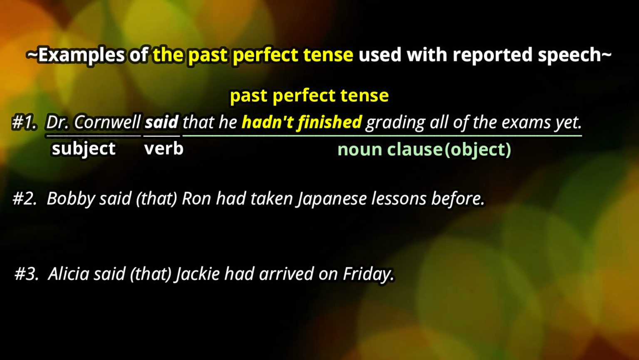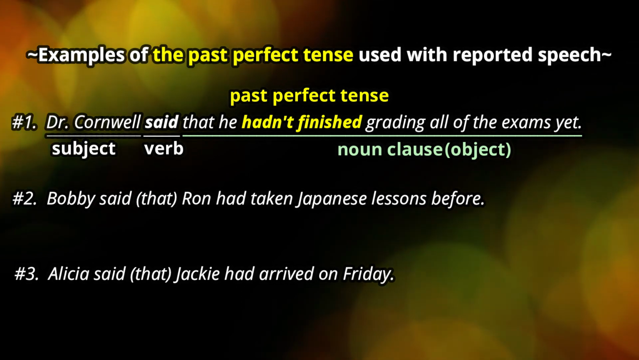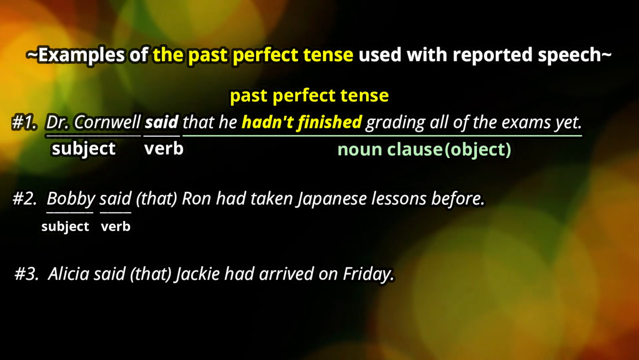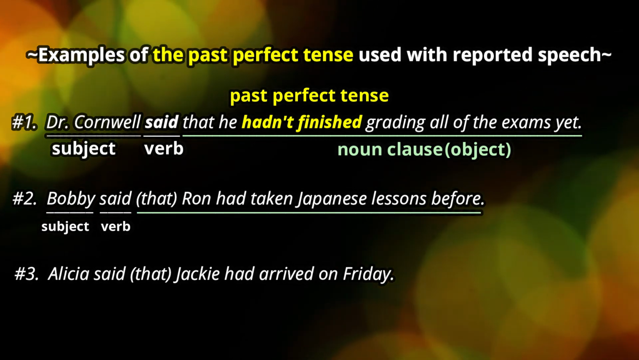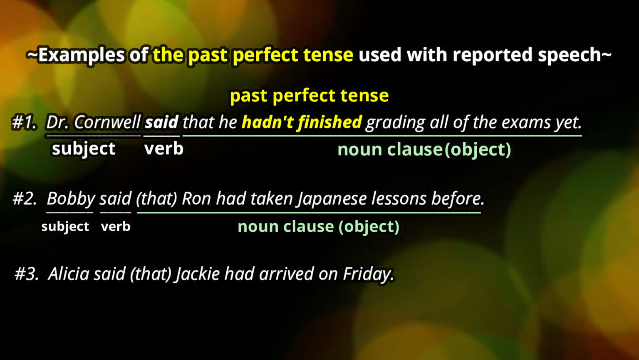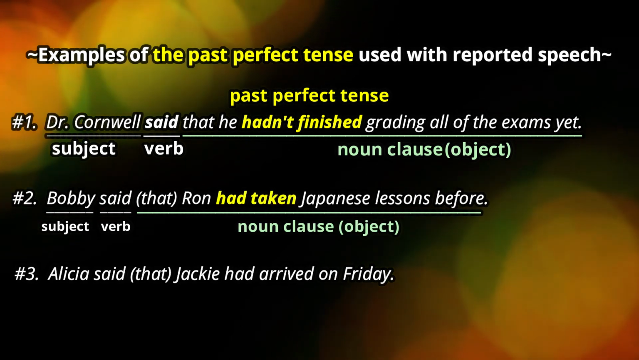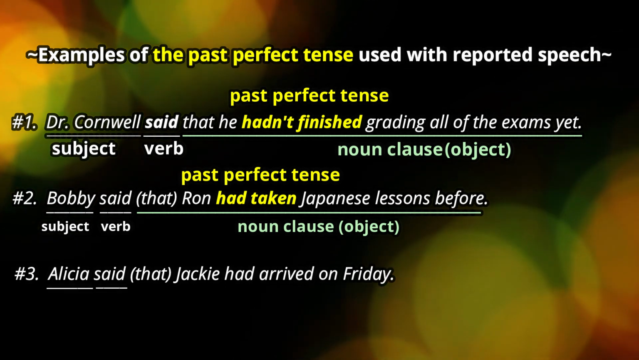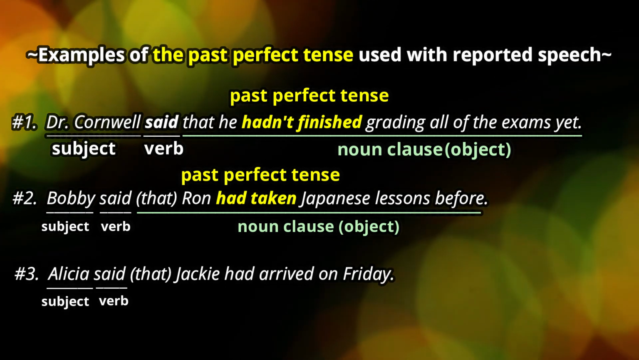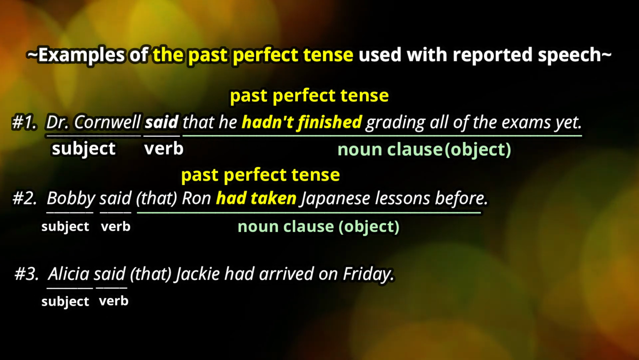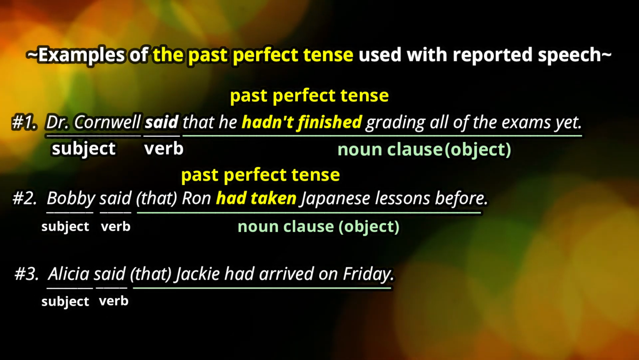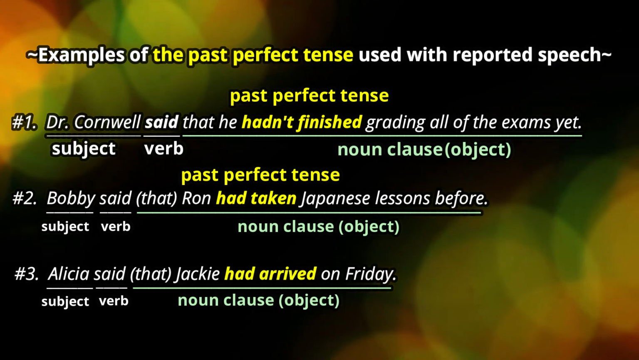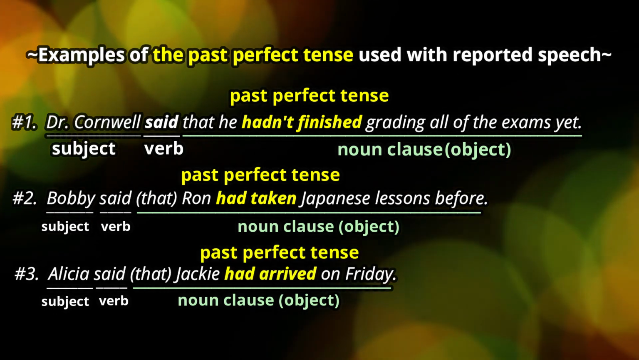We can see the same thing in number two. Bobby said, right? That's the first part, subject, verb. Then we have our noun clause, that Ron had taken Japanese lessons before. And we can see our had taken in there. That's our past perfect. And then the third one, Alicia said, right? We have our subject, verb. Then we have our noun clause, that Jackie had arrived on Friday. Okay? Had arrived, that's our past perfect again. All right?